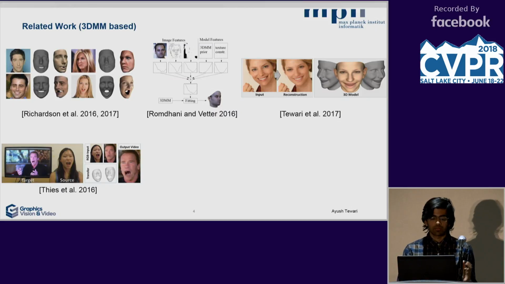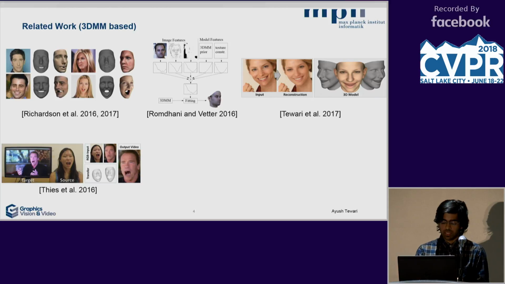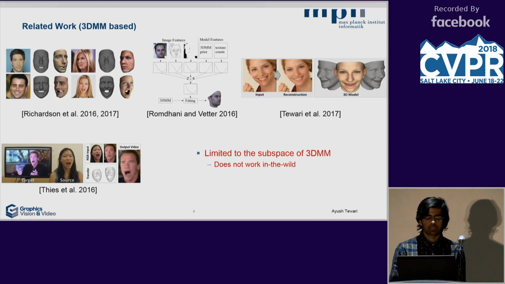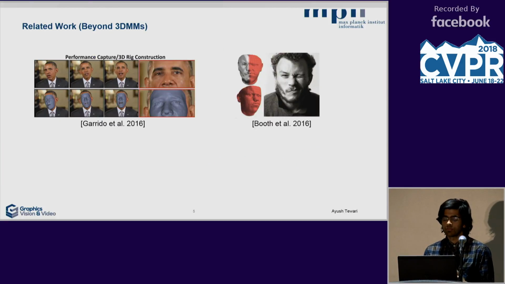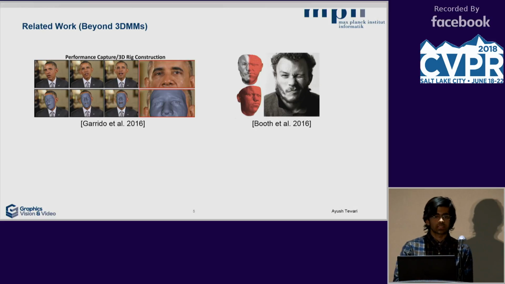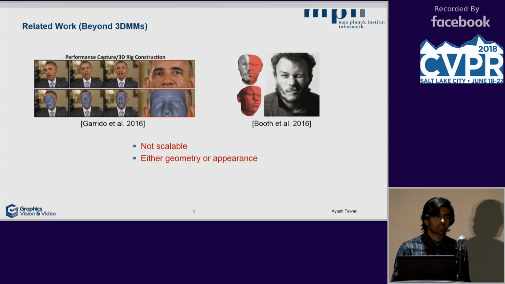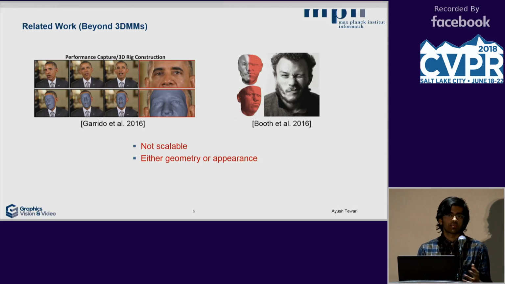There have been a lot of works, based on 3DMMs, which try to perform this task of face reconstruction, but since they limit themselves to the subspace of these models, they do not work very well in the wild. There have been a few works which try to go beyond these morphable models in order to capture more general faces, but even these approaches do not scale very well to thousands of different identities. And these approaches typically try to refine either the geometry or the appearance part of the reconstructions without looking at them in a joint fashion.